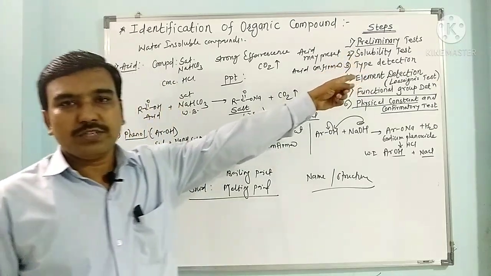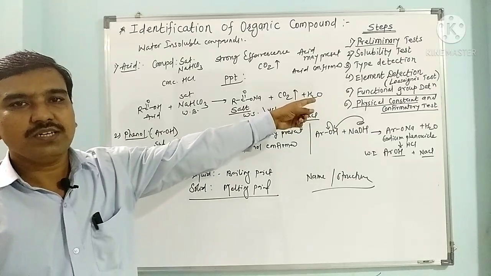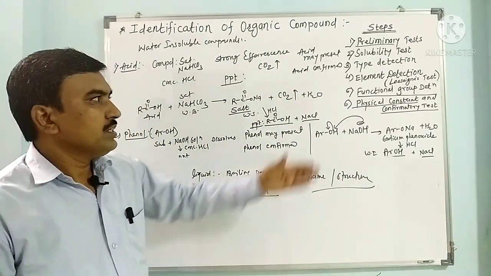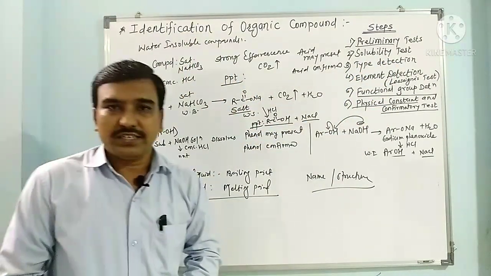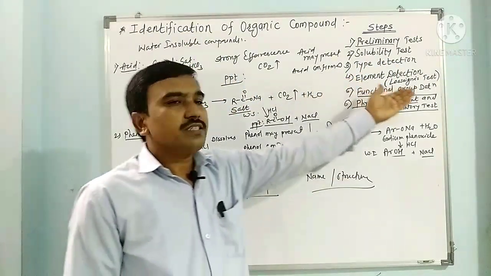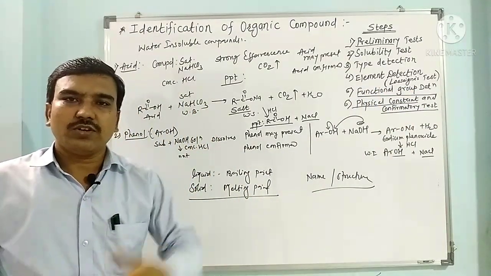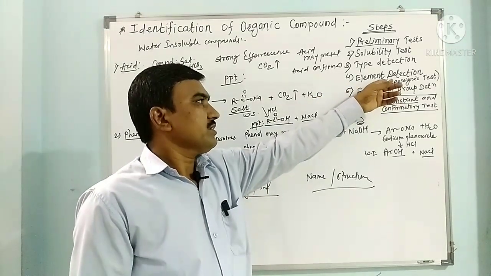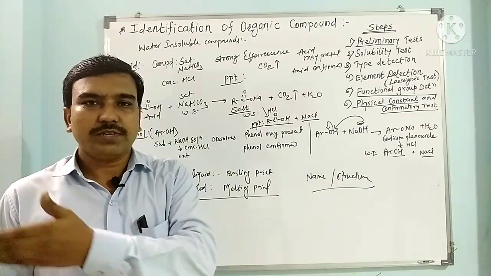Preliminary test, primary observations we can make here. Solubility test, whether it is water soluble or insoluble. If it is water soluble, we determine its type by using the water soluble method. If it is water insoluble, we determine its type by using different chemical reagents. The next is element detection. We determine whether it contains nitrogen, sulfur and halogens along with carbon, hydrogen and oxygen, using the Lassaigne's sodium fusion test.